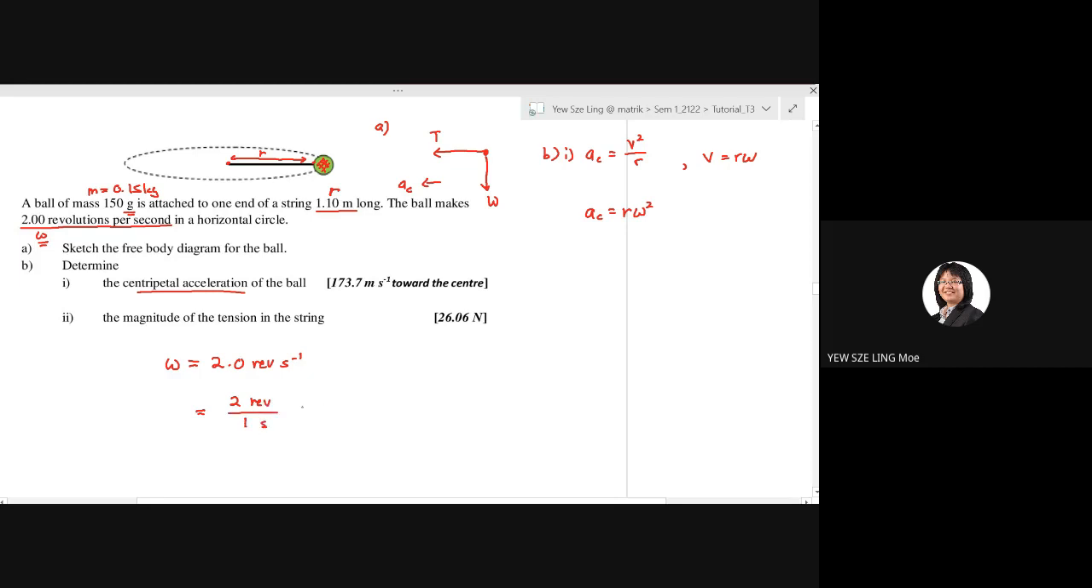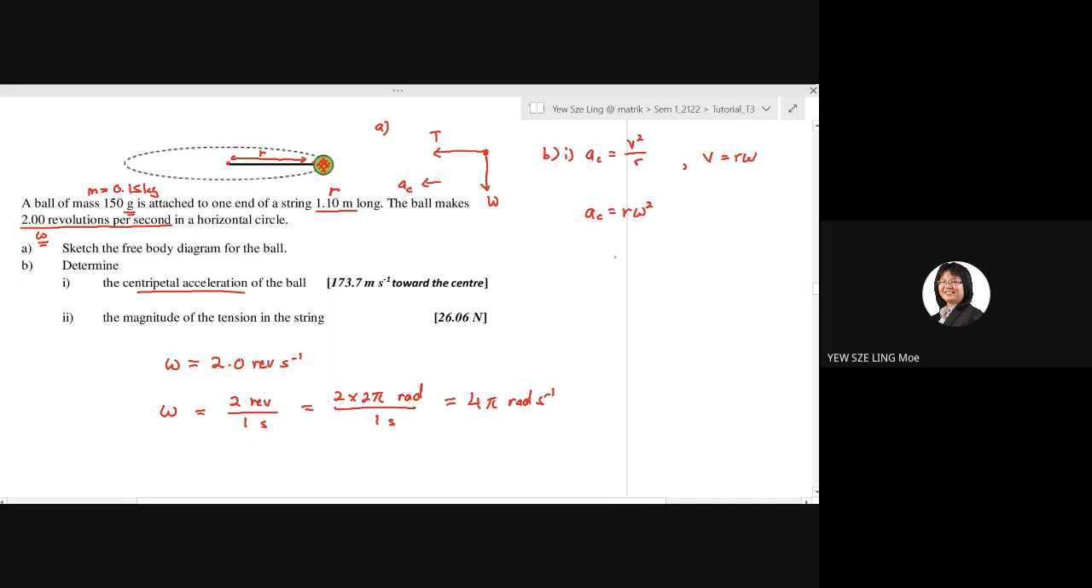So 2 revolutions, we know that is 2 times 2 pi radian, over 1 second. Therefore, omega equals 4 pi radian per second. So that is the omega in question number 5. Now we have omega in SI unit. We can then substitute it into the equation.